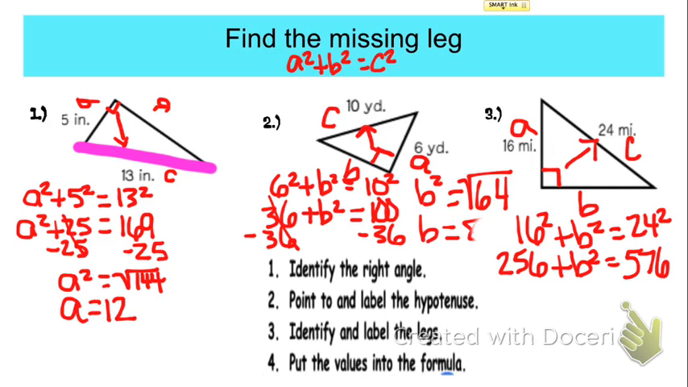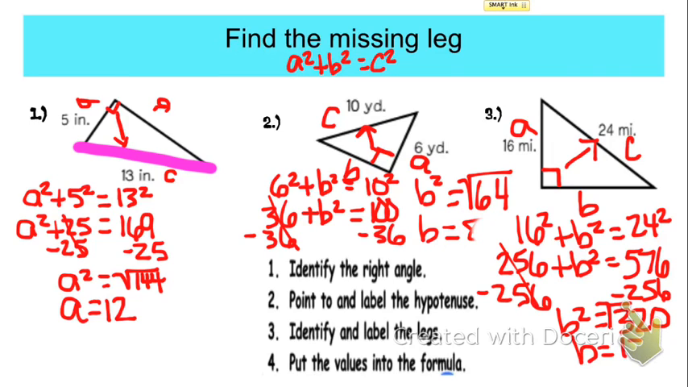So I need to solve for B, and I'm going to subtract 256 from both sides. I get B squared equals 320. I want to take the square root of 320 and get B. And on your calculator, you're going to get 17.88 and some more numbers. So I'm going to round it to the nearest tenth and get 17.9.